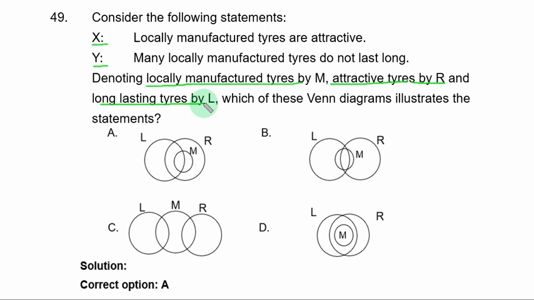Now from the question, locally manufactured tires are contained in both statements. That means they have a point of intersection with M. The first statement, locally made tires are there. The second statement, locally made tires are also there. Before you buy what is attractive, you find out that the thing also lasts long to some extent. Putting all of these together, the correct option is option A.